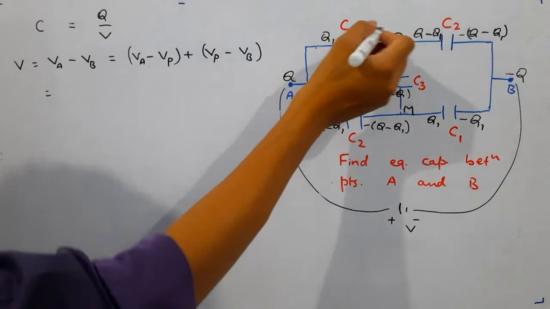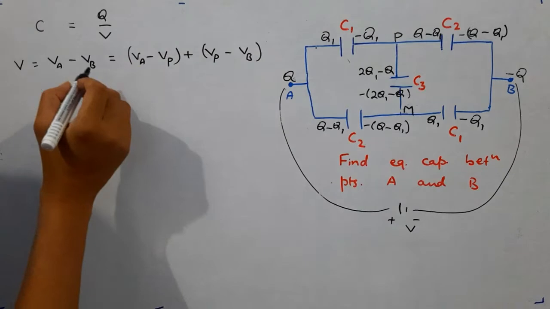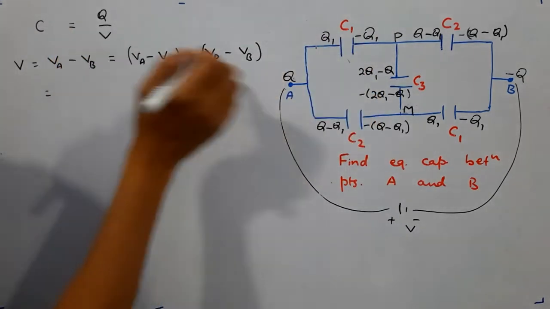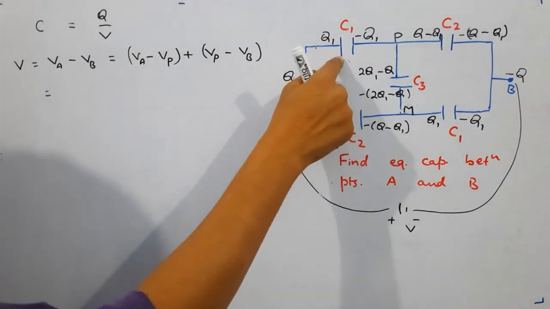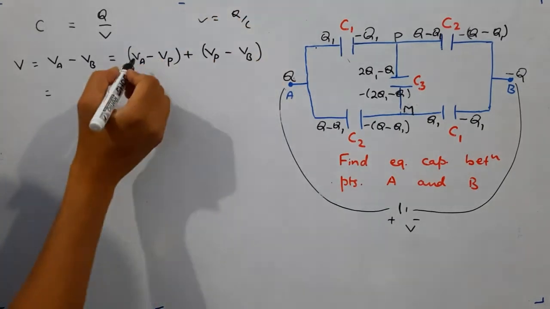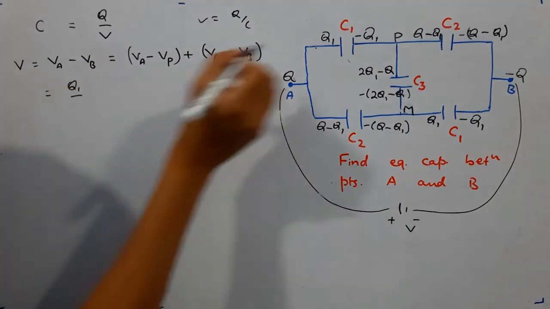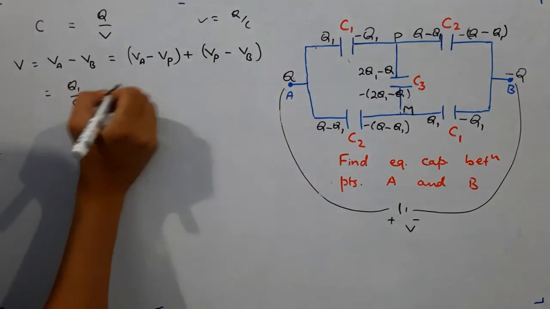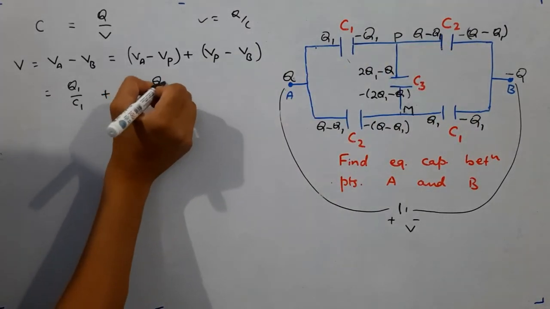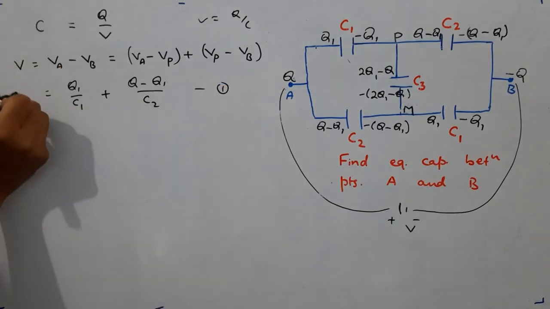That means this potential difference plus this potential difference. Now VA minus VP is the potential difference between points A and P between which capacitor C1 is connected. So using this relation, this potential difference is this charge on the capacitor by its capacitance. See, V will be how much? Q upon C. So this potential difference VA minus VP is this charge Q1 by this capacitance, that is C1. Likewise, here VP minus VB will be how much? Charge Q minus Q1 upon C2. So this is our equation number 1. So we have got V is equal to this much.